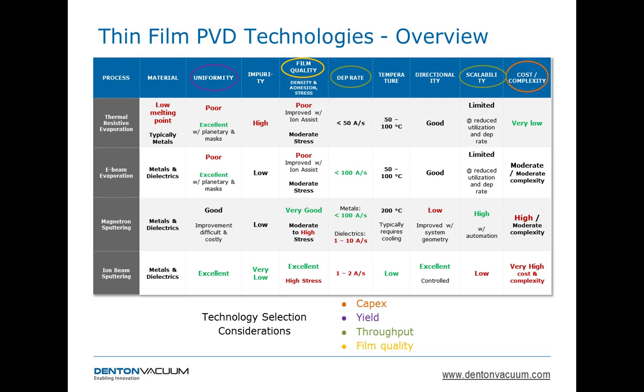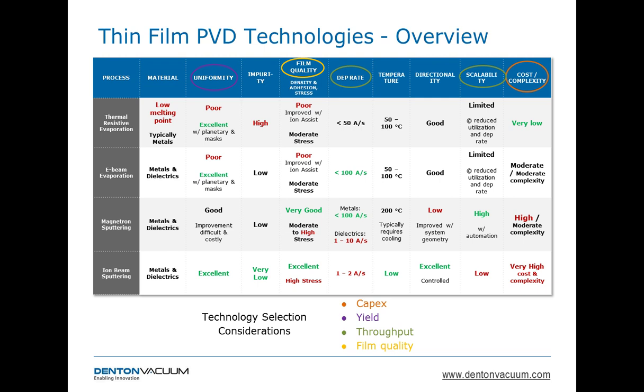Of course, we can increase the chamber size for batch processing, but if we want to go to really high throughput, maybe magnetron sputtering would be a better choice, because magnetron sputtering with the automation for inline systems can be very high throughput with very excellent film quality.